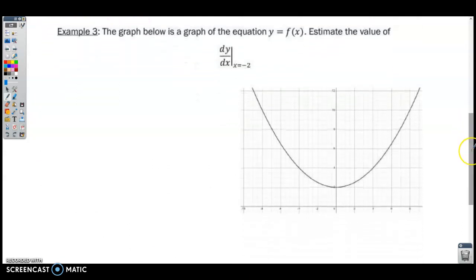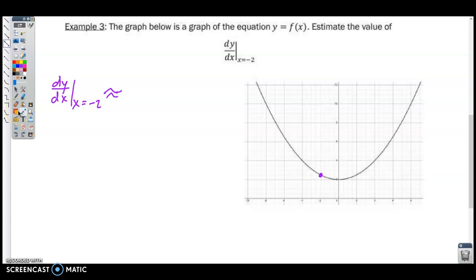All right, example 3, the graph below is a graph of the equation y equals f of x. Estimate the value of dy dx at x equals -2. So this is the same thing as f prime of -2. So we're going to say dy dx evaluated at x equals -2 is approximately, and now I find the point on the curve. Right there is a point. And then I try to estimate what the tangent line looks like. And hopefully I do a pretty decent job of this. Looks pretty close to our tangent line.